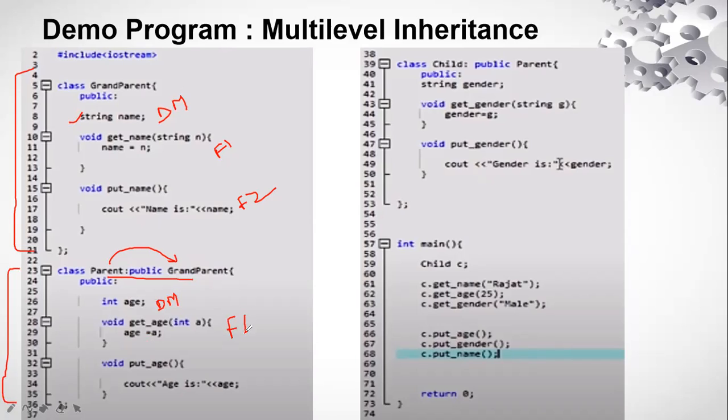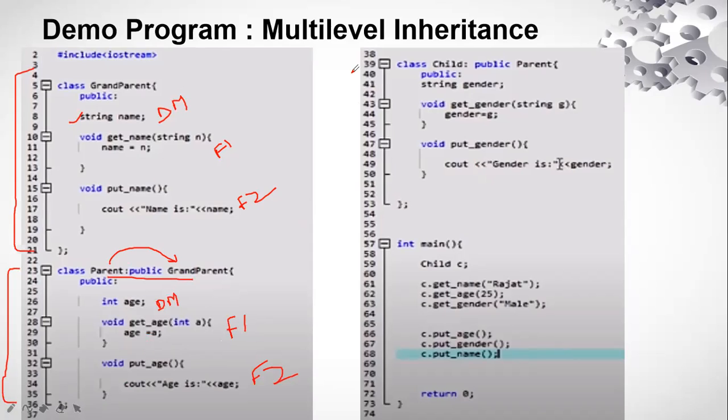I'm going to take the two functions, one for getting the age and one for printing the age, right? So it is get age, int a parameter is passed, and age is equal to a. Then I'm going to print this. For this I have defined function 2 with the name put age. Cout age is age. Now close the braces with a semicolon. This is the subclass for grandparent.